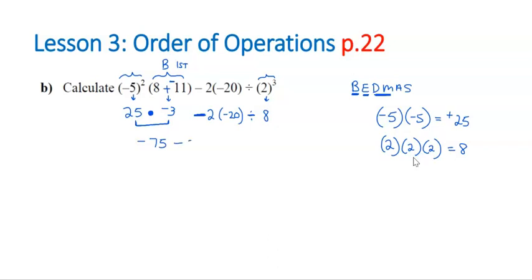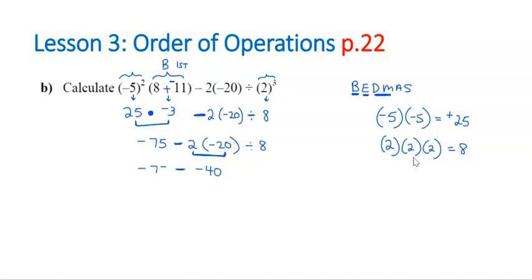Now I'm going to write minus 2 times negative 20 divided by 8. I have negative 75 minus 2 times negative 20 divided by 8. This is multiplication here. I have to work left to right, so that's my next one. 2 times negative 20 is negative 40. Notice that I didn't take the subtraction sign, but now I have to put it there.